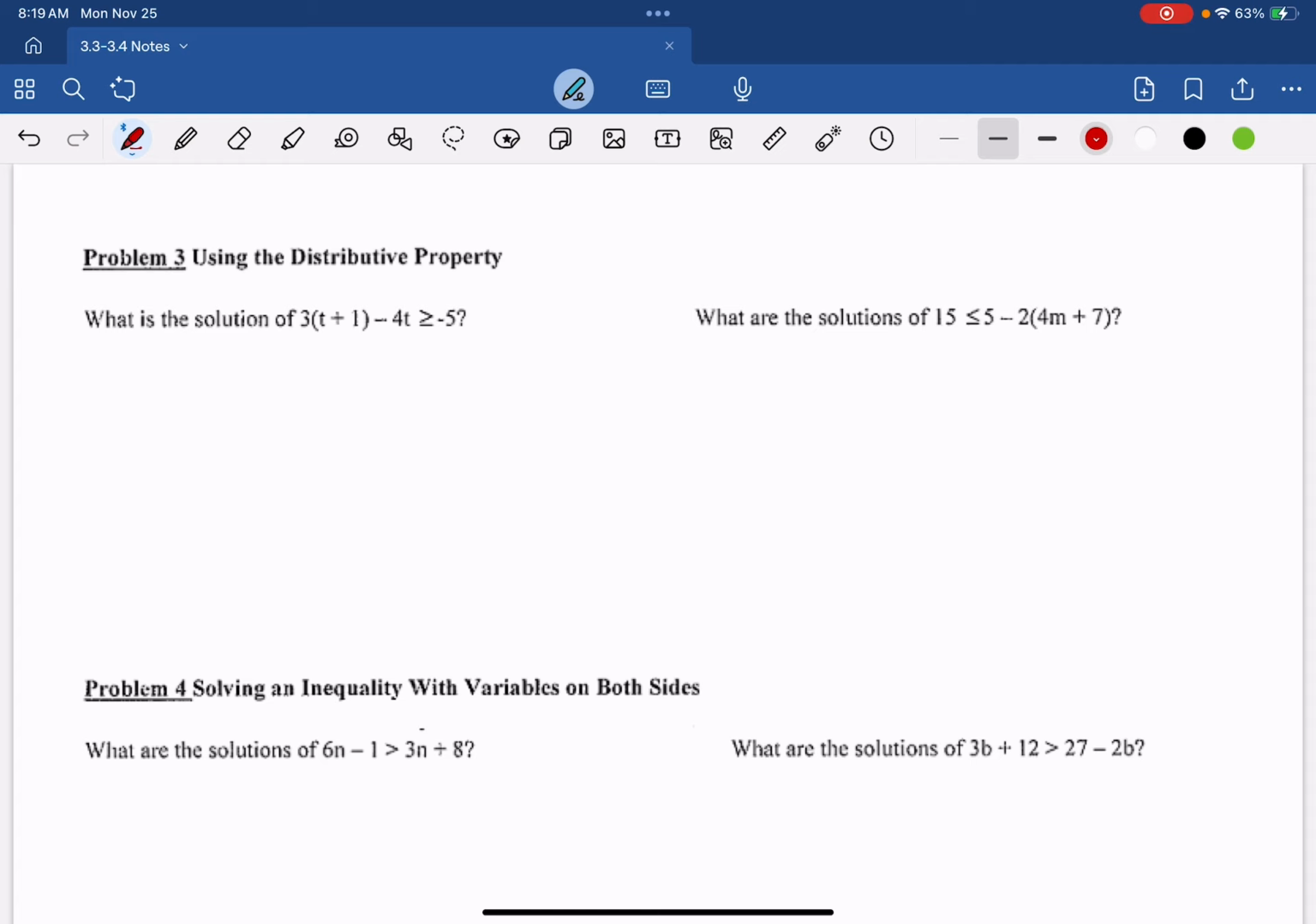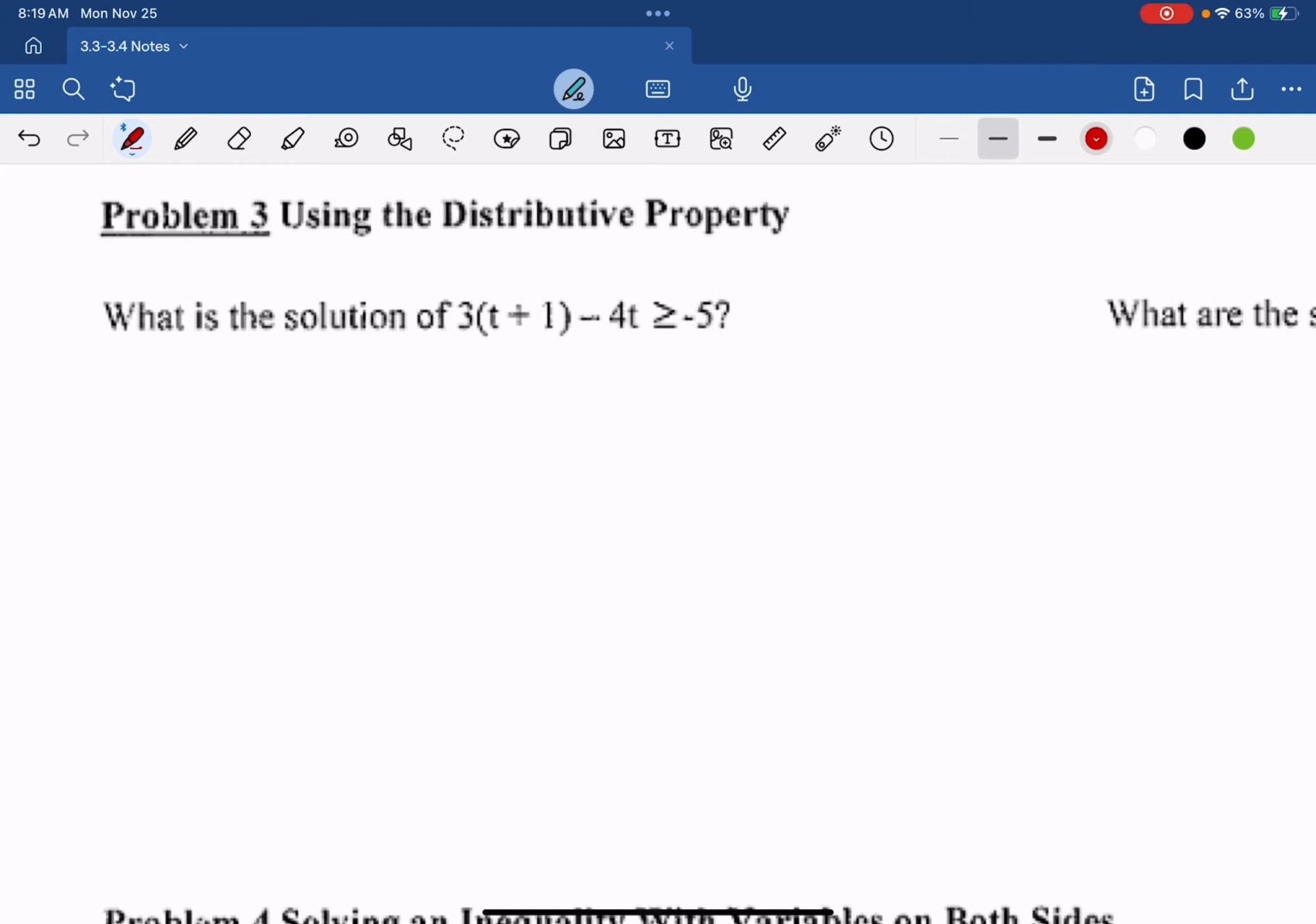So here we have my first one. And I see a set of parentheses. Here they are. Which means before I do anything, I have to get rid of those parentheses. Now, I have a number outside. So we Angry Bird that. Remember, we distribute it. We give it to both things inside that set of parentheses. Okay? So now, I have 3 times t plus 3 times 1. And I bring the rest down.